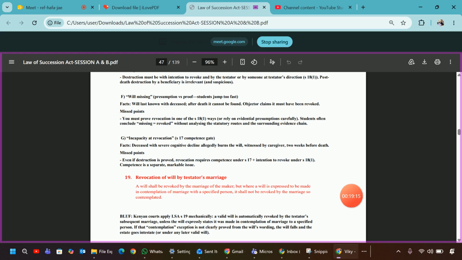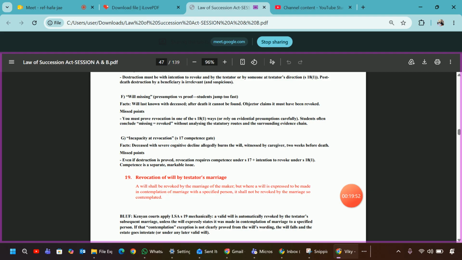So G, incapacity at revocation. Section 17, competence gate. Facts. Deceased with severe cognitive decline allegedly burns the will, witnessed by caregiver 2 weeks before death. Missing points. Even if destruction is proved, revocation requires competence under Section 17 plus intention to revoke under Section 18(1). Competence is a separate markable issue.